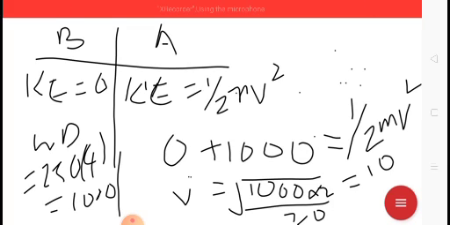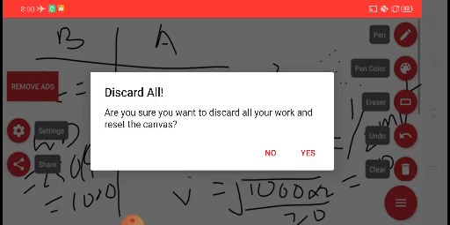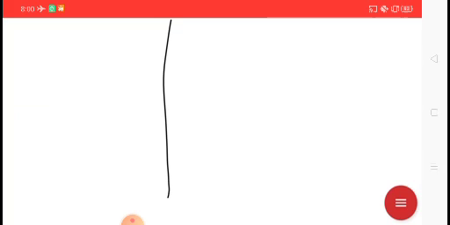Okay, part B. When the coefficient of friction between the floor and the box is 0.12, same things. Now everything is the same: the KE before and after are the same, and the work done before is the same. But now you have a friction that you need to overcome. So if you need to overcome the friction, I put it at the before.